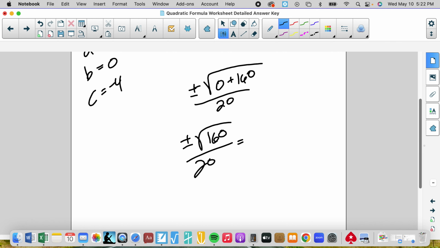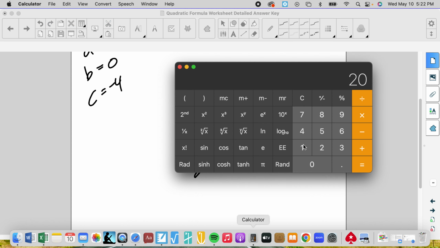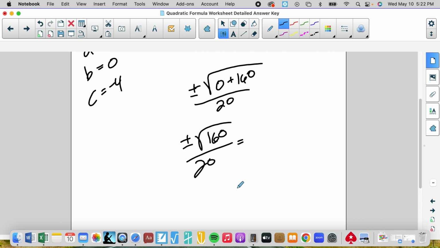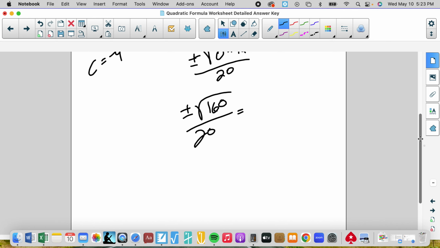Now, 160, if I do this, here we go, square root of 160. What does that tell you? Yes, it's not a perfect square. We're not going to write 12.6491 blah blah blah. Nope. We're going to keep it as a radical, but we're going to simplify rad 160.